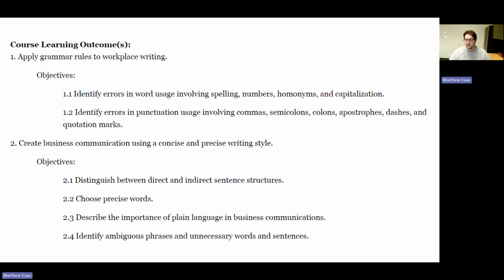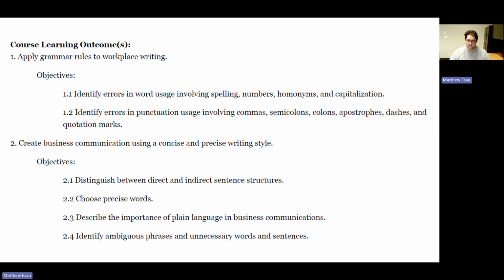I would probably want to, for example, know the definitions of direct and indirect sentence structures. I would want to know a little bit about what a sentence structure entails and what it is. And then I want to be able to compare and contrast the two different types of sentence structures and probably know which one is the one that I want to use in certain situations and not in other situations, for example.